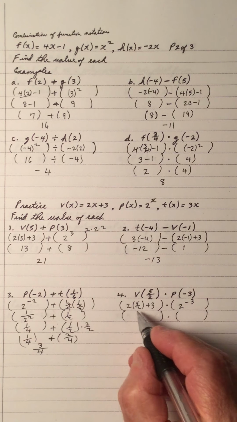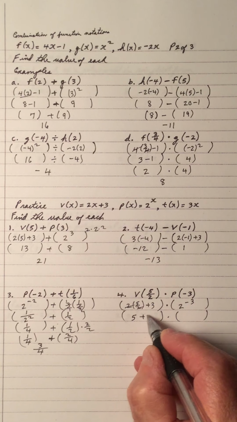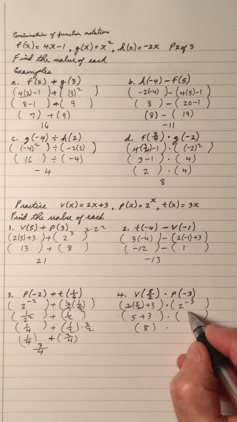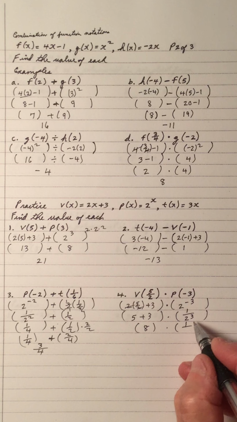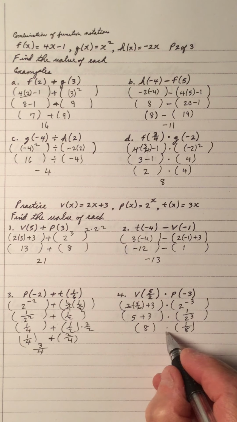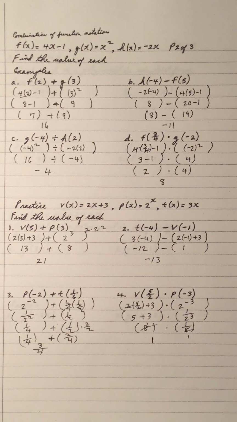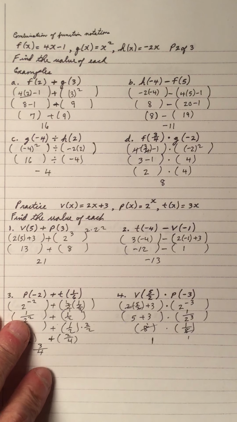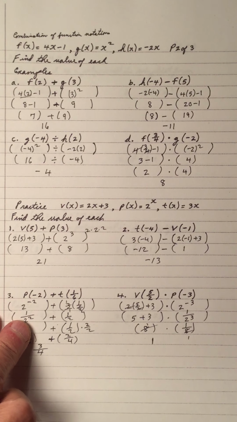Here we go. So 2 times 5 over 2, the 2's cancel, and I get a 5 plus 3. That gives me an 8. That's done. 2 to the negative 3 is 1 over 2 cubed. 2 cubed is 2 times 2 times 2 is 8. And 8 times 1 over 8, the 8's cancel, and you get a 1 for your answer. So that's combination of function notations. Just driving home, you have different functions, so you plug the x into those different functions and work them out.